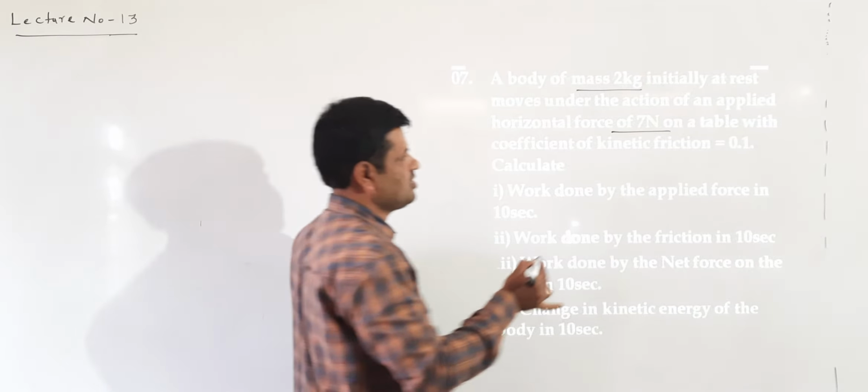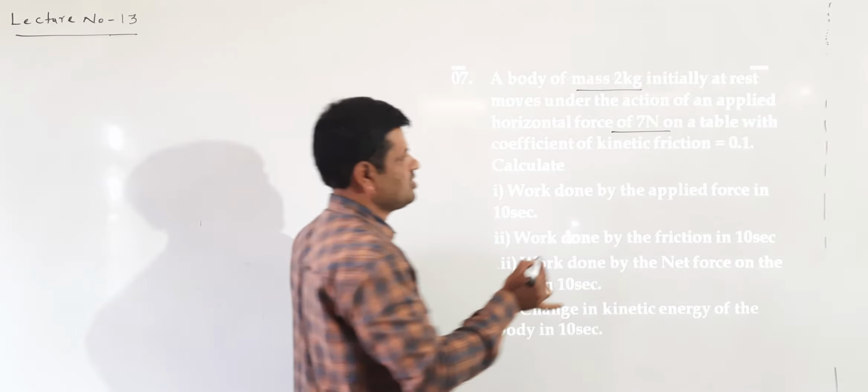Mass m is equal to 2 kg. Horizontal force F is equal to 7 Newton, applied on the table. The coefficient of kinetic friction is also given, mu k is equal to 0.1. These are the given values.